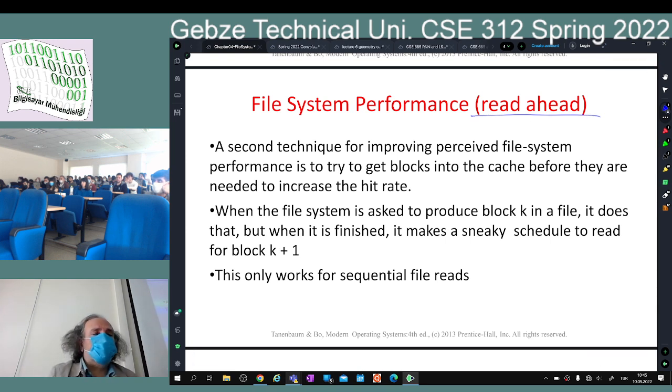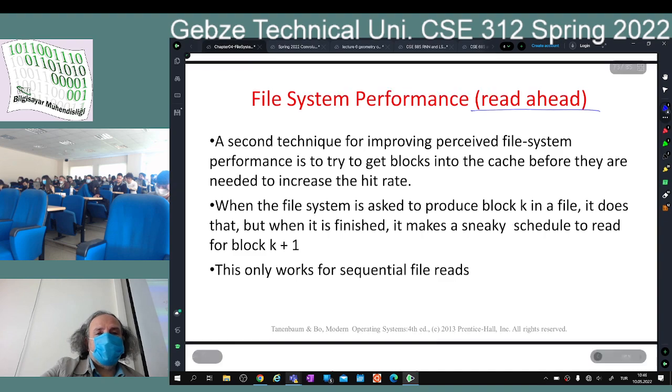Of course, it has to be optimized. If there are other requests for reading blocks from your process, those other requests should get the priority. If your disk is idle, why don't you just read block number K plus 1? Because my disk is idle anyway, I'm not going to lose any time. There are no other disk requests. So these are some tricks that you can play to increase your file system performance along with the caches.